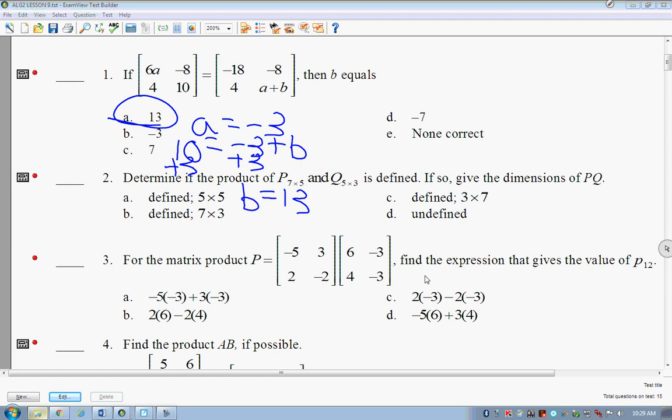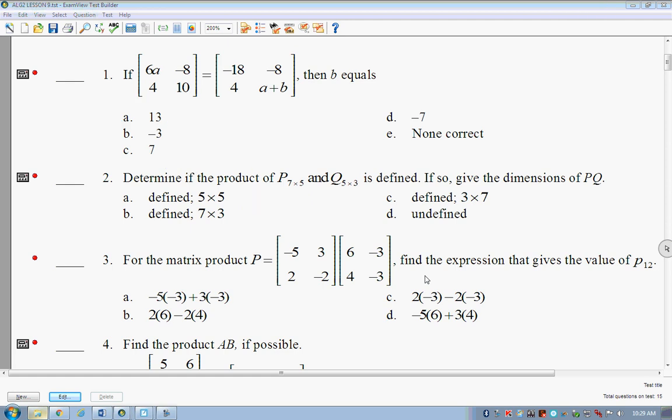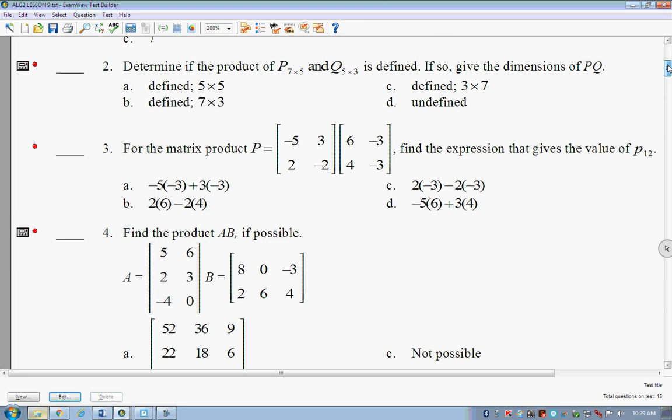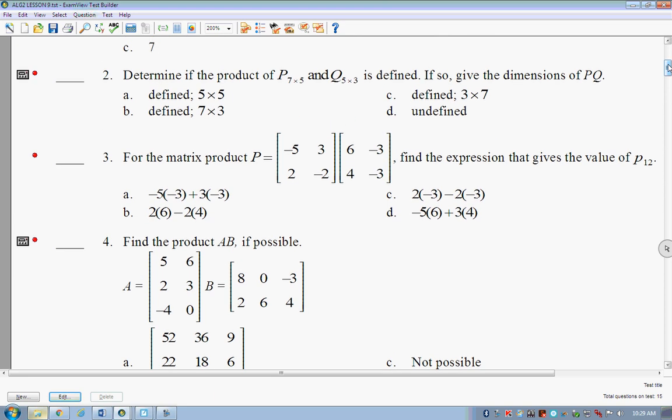Okay, let's look at the next question down, number 2. They don't talk a lot about showing it like this, but what they're saying is that matrix P has the dimensions of a 7 by 5 and matrix Q has the dimensions of a 5 by 3. So can we multiply those two things? Yes, because the 5s are in the middle. What are the new dimensions going to be? 7 by 3. So our answer is B. It would be defined. Okay, we're good there? Okay, great.